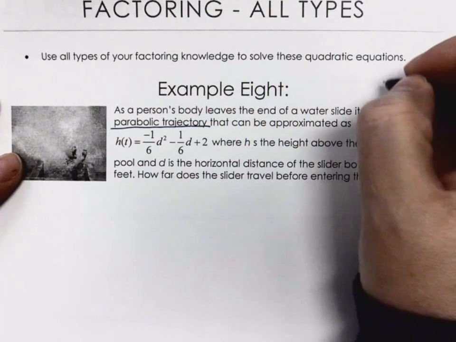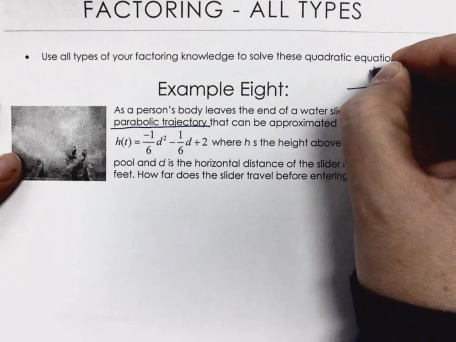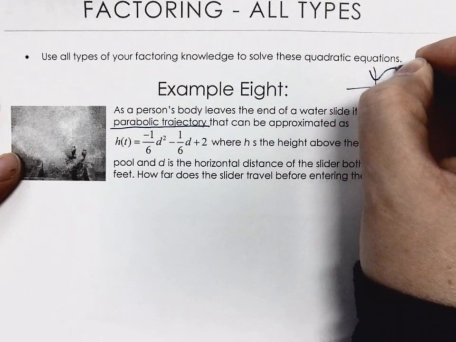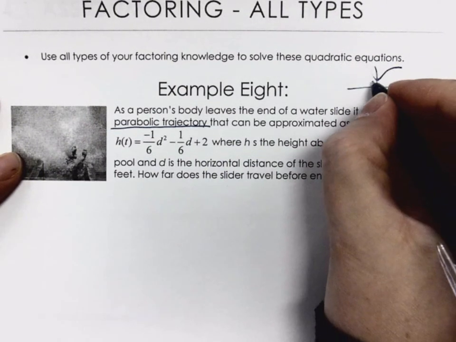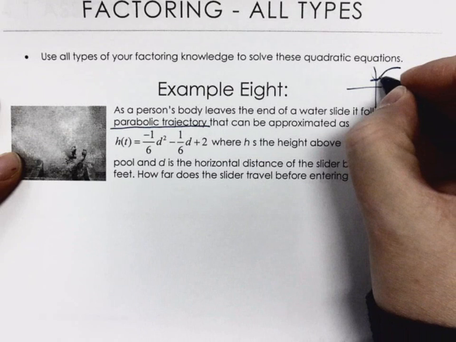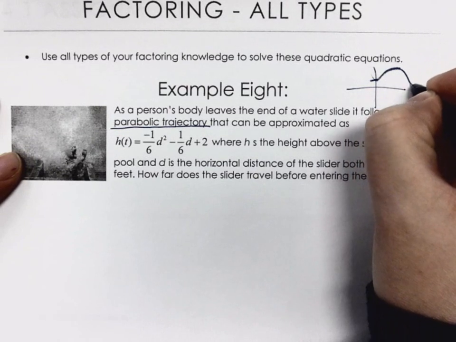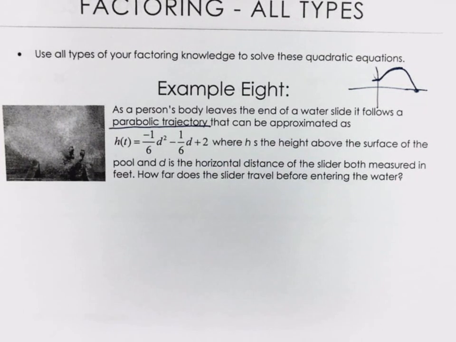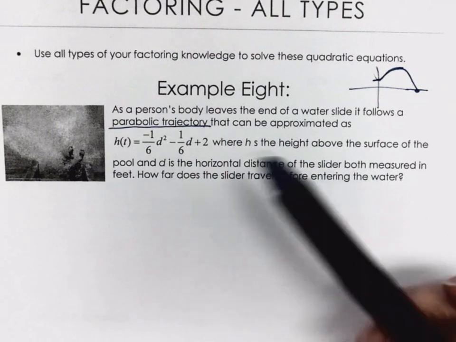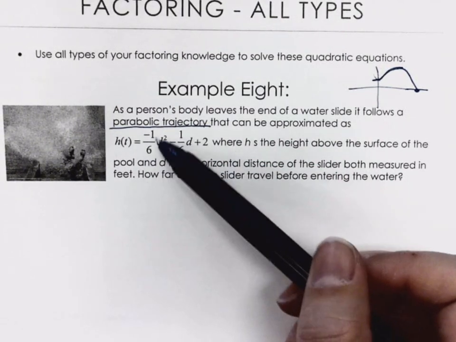So you're going to leave a slide. Your body's going to go up in the air. You're leaving the slide. So that's your slide right there. Your body's going to go up in the air and then it's going to come back down and it's probably going to enter the water. If you've ever taken a water slide, you go up and you come back down into the water. So we know that this one opens down because it's a -1/6.